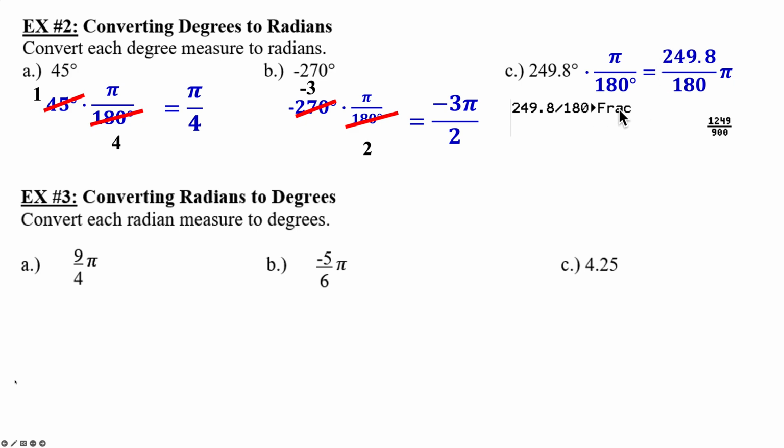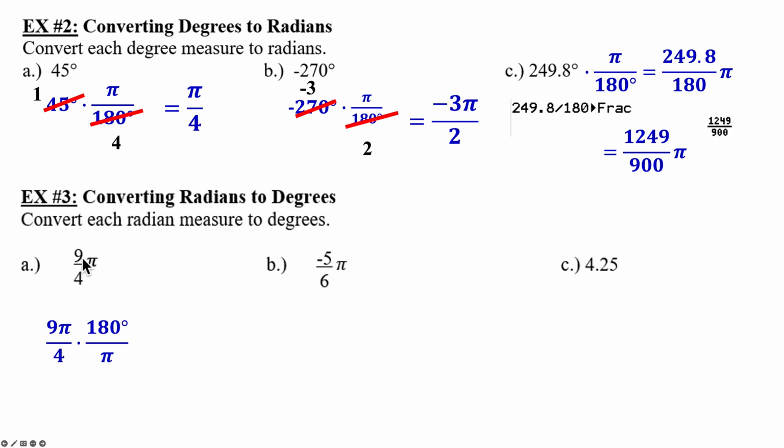Now, to find this command, you hit the math button, and it's already highlighted option 1, so just hit enter again, and here's my answer. So that simplified radian is 1,249 over 900 times pi, or you can put the pi up in the numerator.